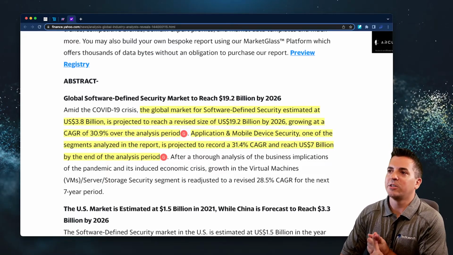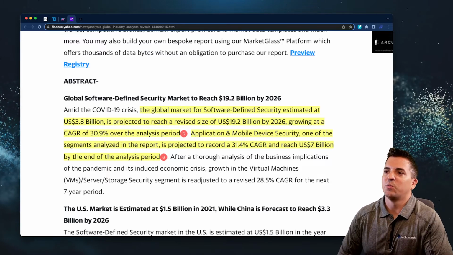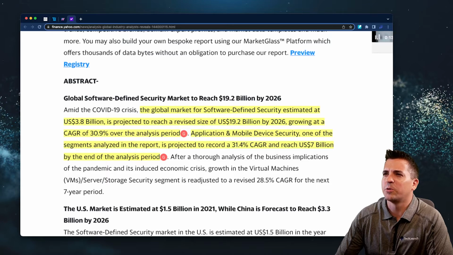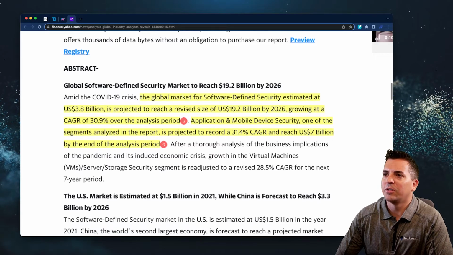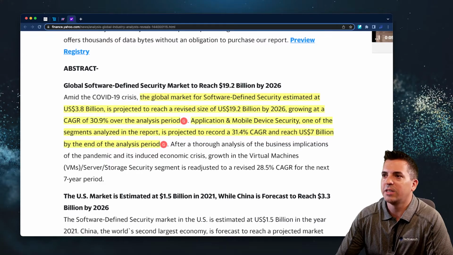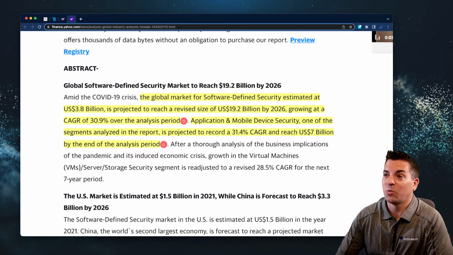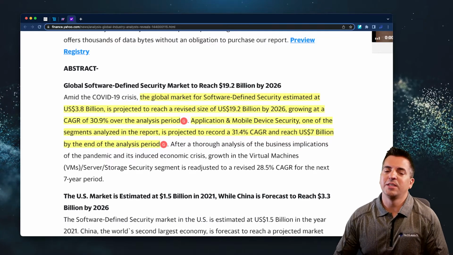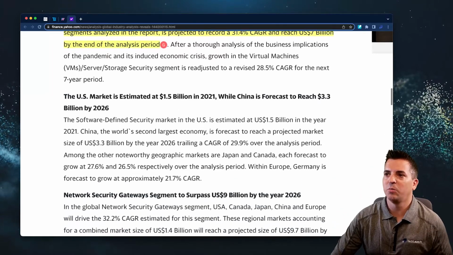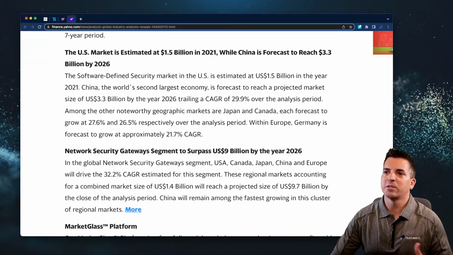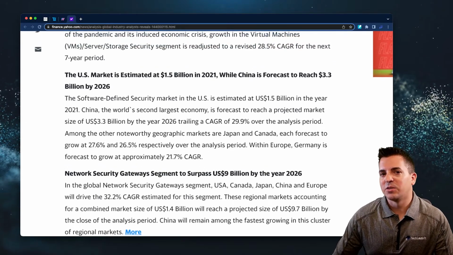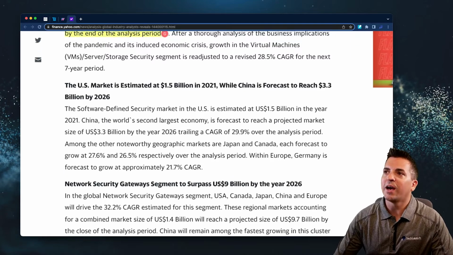Specifically within this, application and mobile device security, as well as, if you read on, you can see there's a lot of growth projected in a couple of other key areas. Virtual machines and server storage security are also expected to grow quite rapidly. And ultimately, if you go into this research, you'll see there are different regions that are also estimated to grow quite rapidly. Network security gateways is another segment that's expected to grow quite rapidly. And so these are things that we recommend digging into if you haven't already.